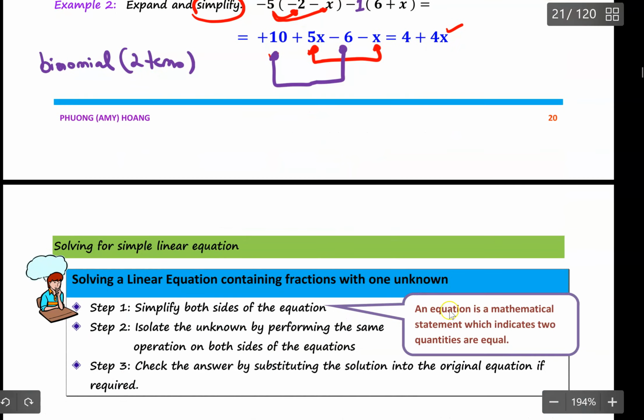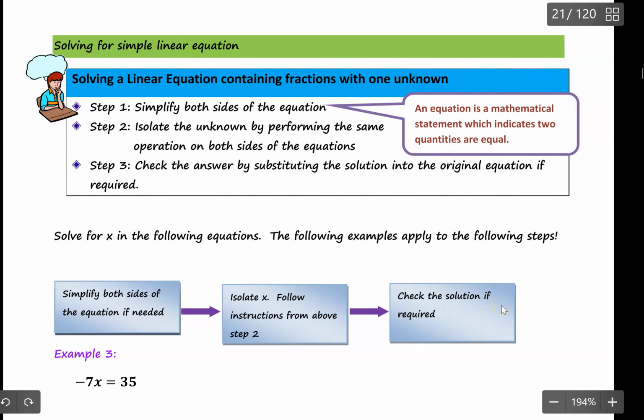Alright. So let's get on with solving simple linear equations. In solving a simple linear equation, we need to follow a few steps. Before I go over the steps, I should define to everyone what a simple linear equation is. A linear equation is an equation involving an unknown that you have to solve for, but that unknown is raised to the exponent of 1. So that means you just simply solve for x. If you don't have any exponent associated with x, then it's called a simple linear equation.